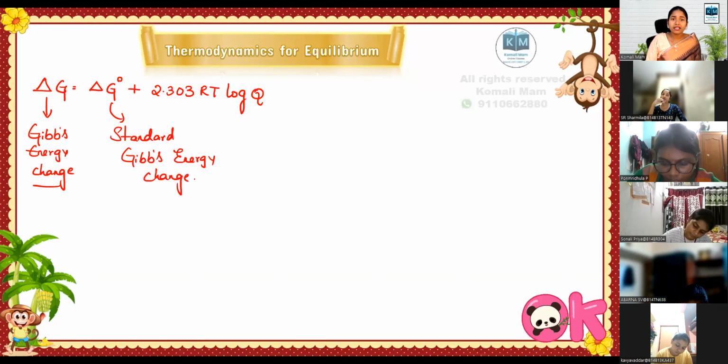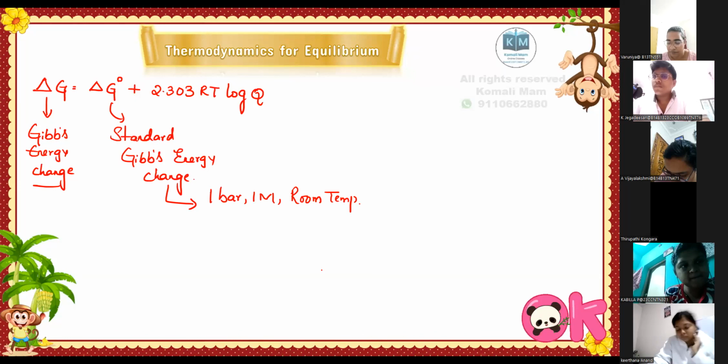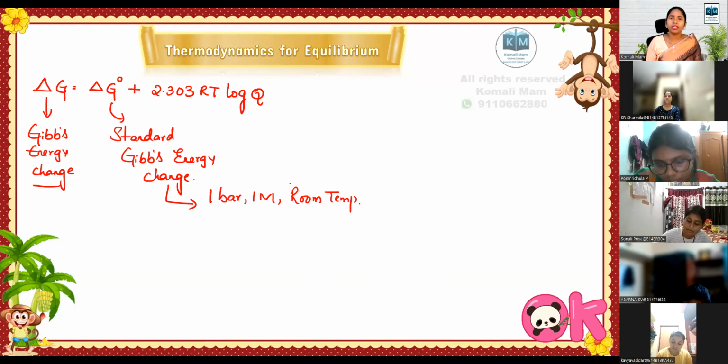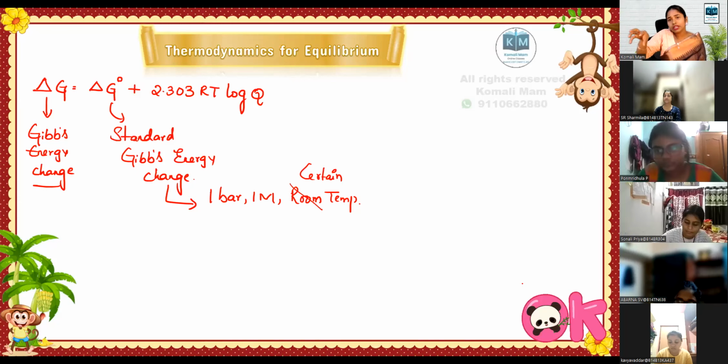When we say it is standard, it means the condition is 1 bar pressure, 1 molar concentration, and a certain temperature, like room temperature. Not only room temperature, whatever the experimental condition temperature is. If they maintain a certain temperature, we usually say that, because all reactions are according to that particular temperature. Okay.